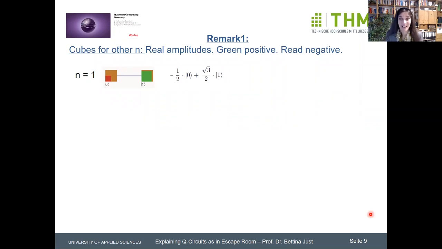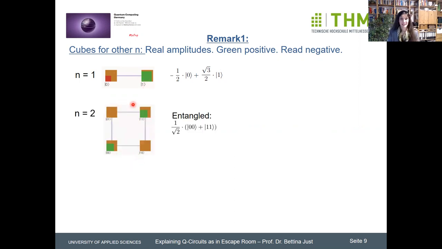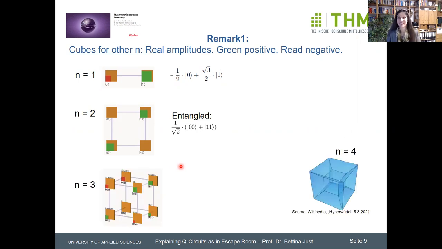Cubes for other n. We had three qubits and they lead us to a three-dimensional cube. So for other n, n equals one is a one-dimensional cube. Okay, that's an interval. N equals two is a square. And what we see here is a so-called entangled state of the two qubits. It means that they will both be zero or will both be one. And it will never be the case that they are 0, 1 or 1, 0. A thing that cannot be achieved with real coins, but qubits can do it. N equals 3 is a cube, and n equals 4 is also possible.